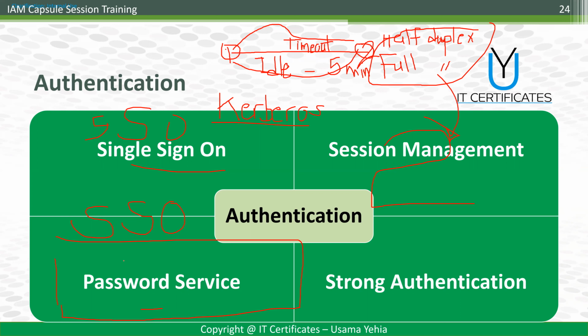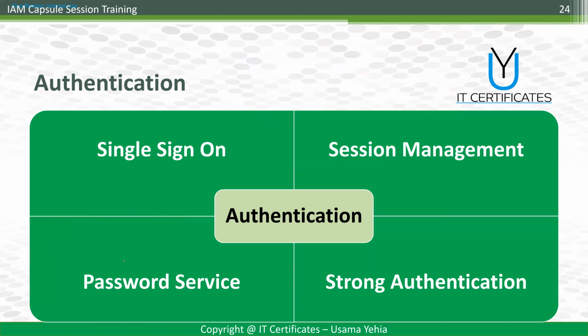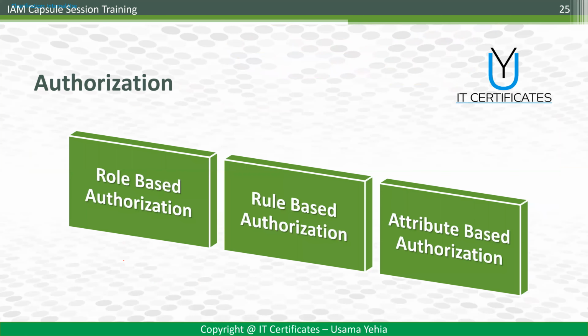Finally, we have strong authentication. Strong authentication, my friend, is very easy. This is what we call 2FA or MFA, which we explained before. Strong authentication will be two-factor authentication or multiple-factor authentication. Normal authentication usually uses a single authentication factor, but strong authentication will use dual factors, 2FA, or two-factor authentication.